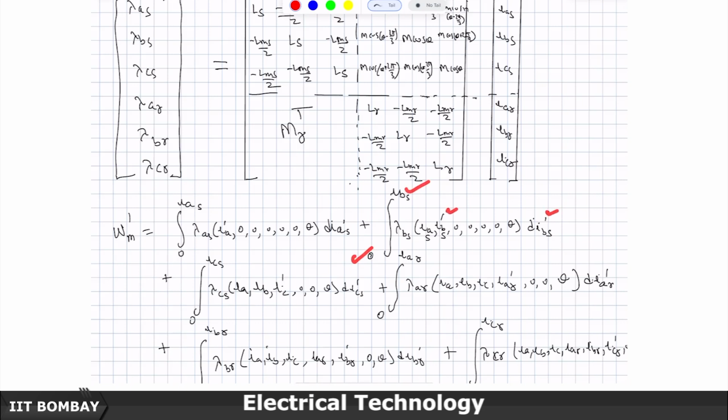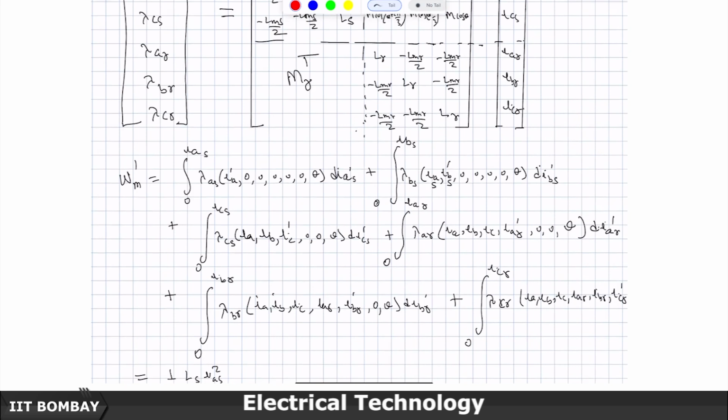Everywhere while showing, I show the dummy variable by dash. So, it is increased from 0 to IBS, and I am energizing the coils one by one. Therefore, all the other remaining currents remain 0, and this will give me the integral of flux linkage times the current of the B phase winding.